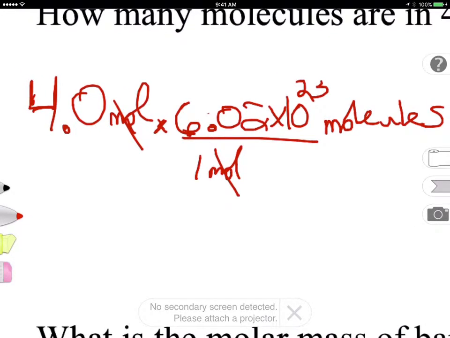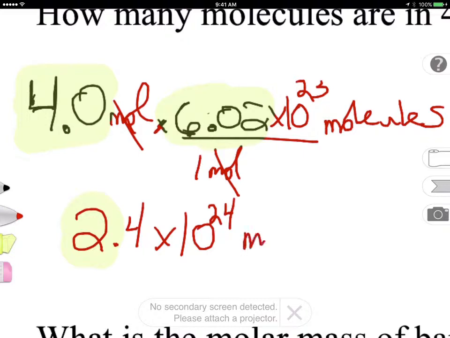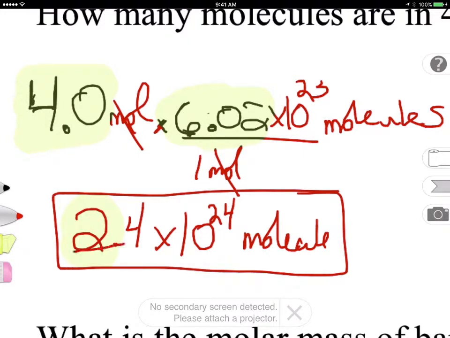Okay, here's how I would enter it into the calculator. Just do 4.0 times the 6.02 times 10 to the 23rd, and we're going to end up with significant figures. Again, look at what you've got there for your starting number, and then also your 6.02. So we've got 2 sig figs, 3 sig figs, smallest one is 2. So our final answer is 2.4 times 10 to the 24th molecules. And there's our final answer.